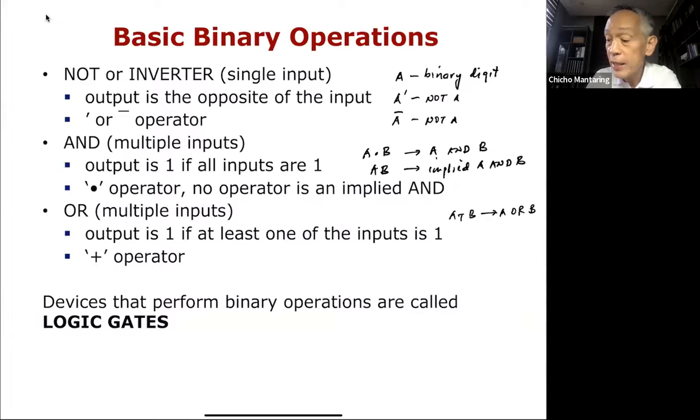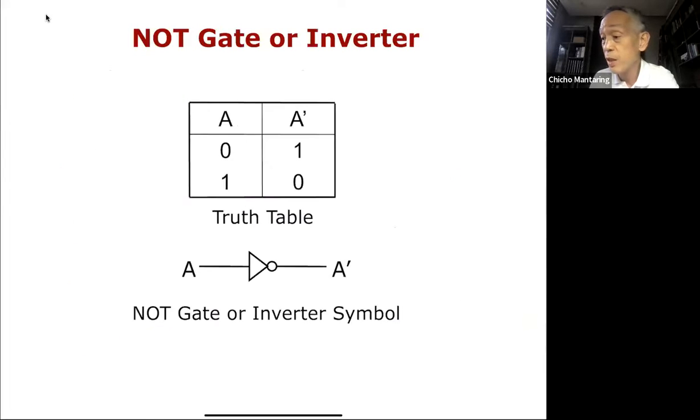Okay, devices that perform binary operations are called logic gates. So corresponding to the NOT operation, we have the NOT gate or the inverter. Now, how do you describe the operation of a logic gate? One way of doing that is through your truth table. Your truth table is a table showing all possible combinations of the input and the corresponding output.